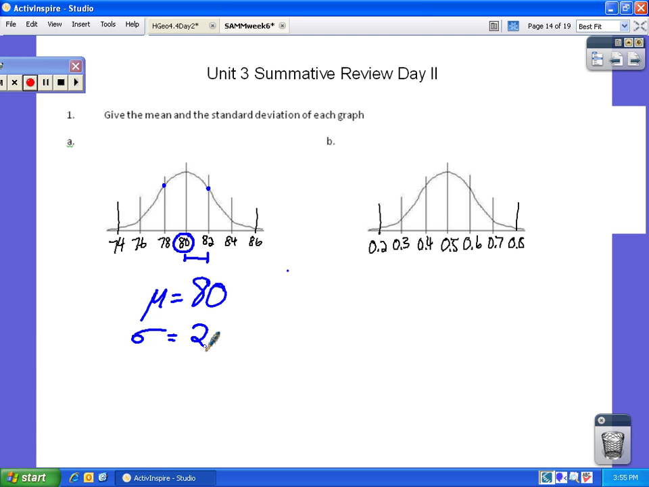For the second graph, my mean is right in the middle, 0.5, and at my inflection points, I find that they are 0.1 units away, so my standard deviation is 0.1.